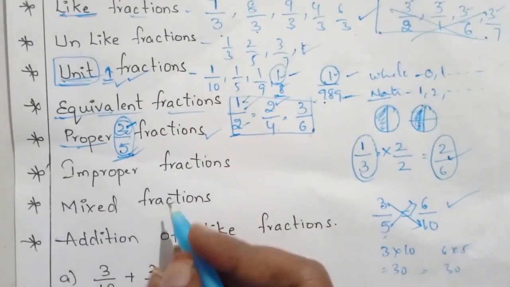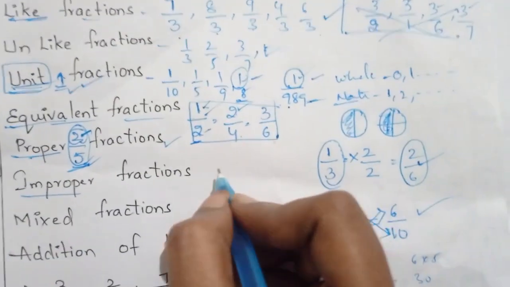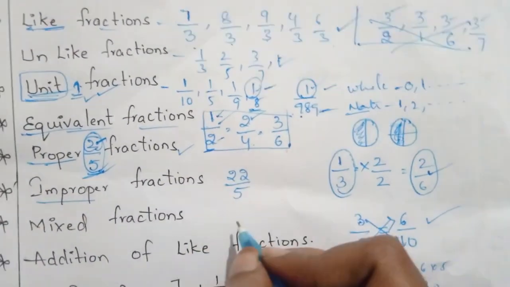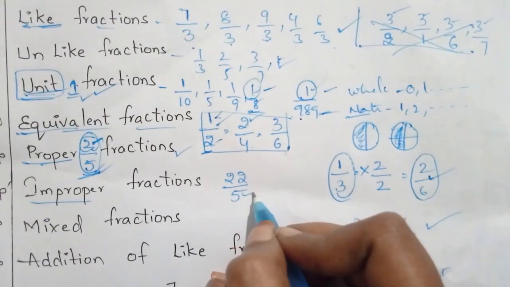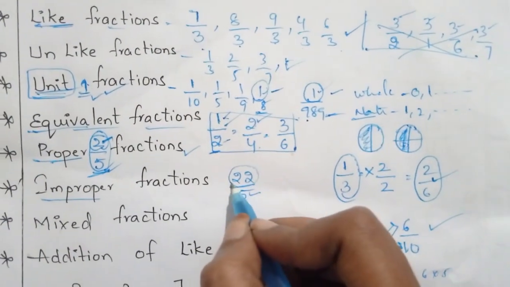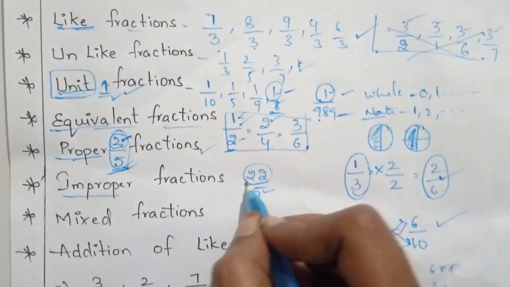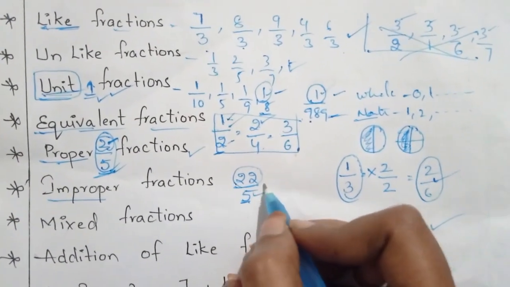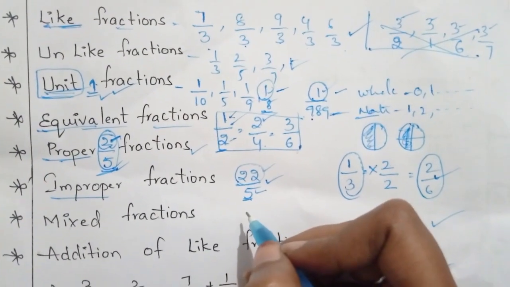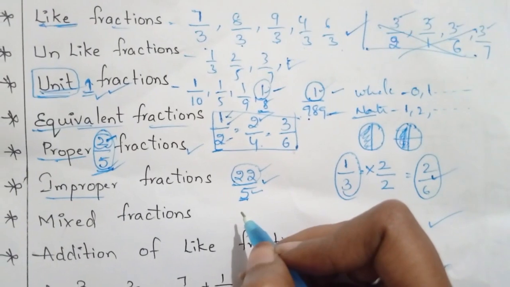Right? But when it comes to the improper fraction, it will look like 22 by 5. So, I have cut into 5 parts, and I have taken 22 parts. So, it is a little improper, right? These kinds of fractions, where the numerator is greater than the denominator, are called improper fractions.